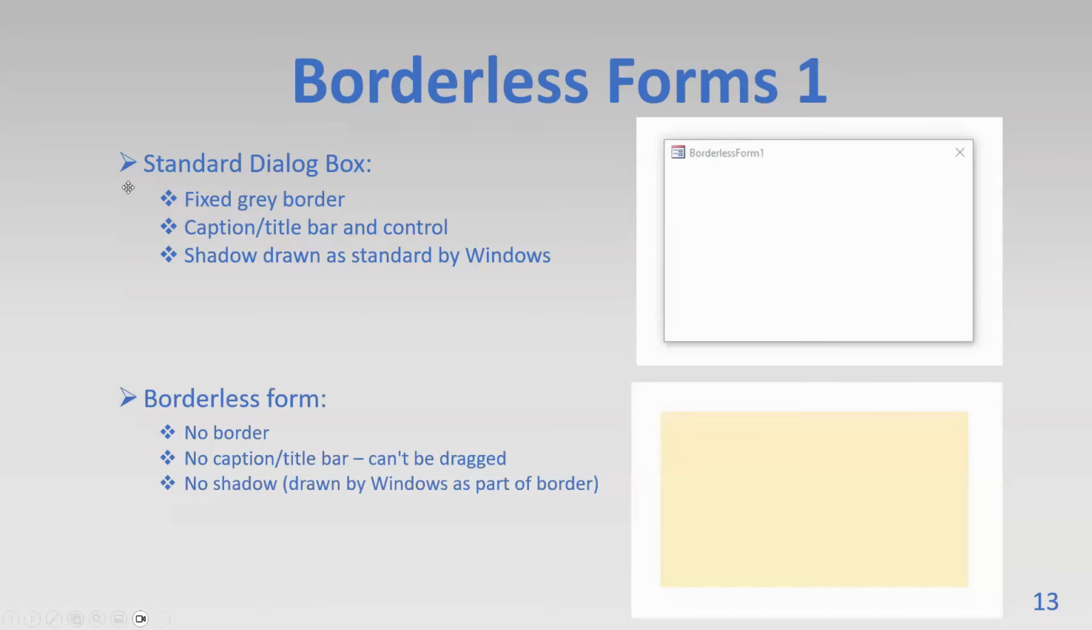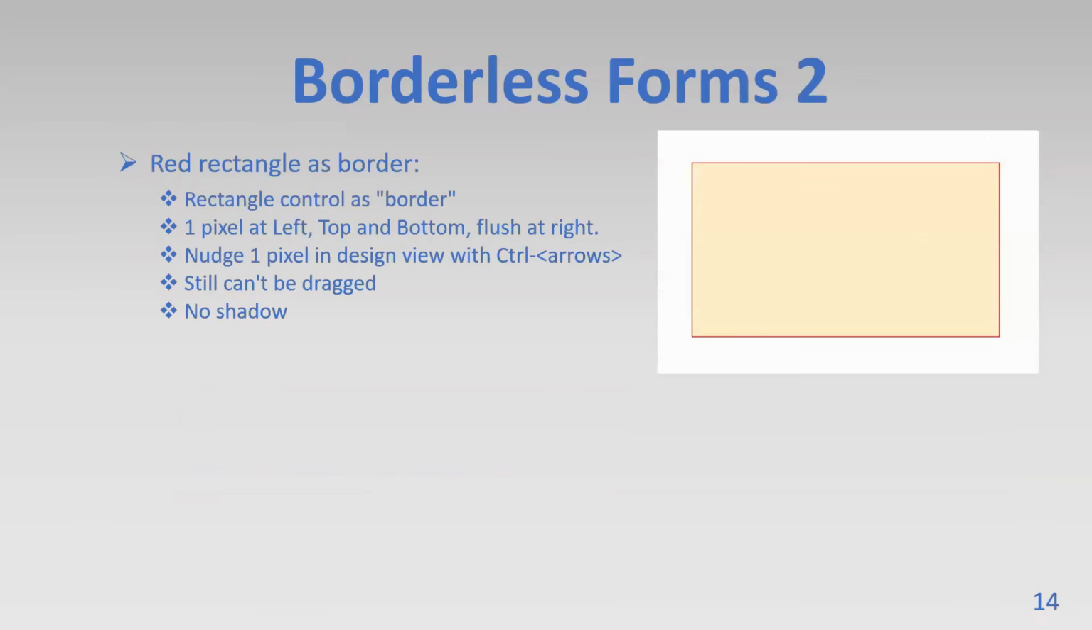If we do a borderless form, then we don't get a border around it. This is where we've changed the border style to none on our form design. We don't get a caption or title bar. Because we've not got a title bar, we can't drag the window. We can't move our message box once it appears. And there's no shadow, because the shadow is drawn by Windows and we haven't got a border, so it's not drawing it for us. So we can put a rectangle control and color it red, the same color as Access.